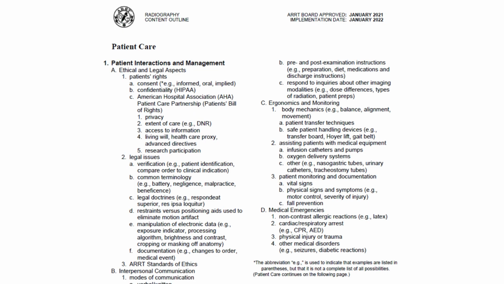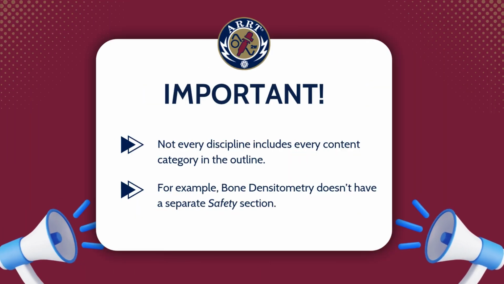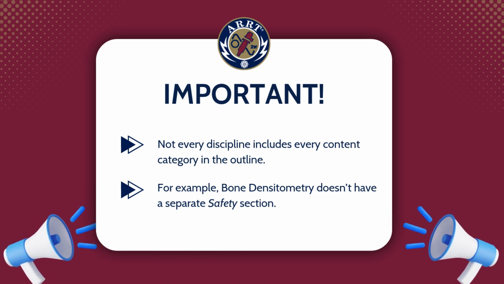The next page is the content outline. This gives a more detailed look at what areas of content might appear on the exam. It's another helpful tool for students. It's not a guarantee of what will be on the exam, but it gives a strong sense of what could be on the exam. A quick note, not every discipline includes every content category in the outline.